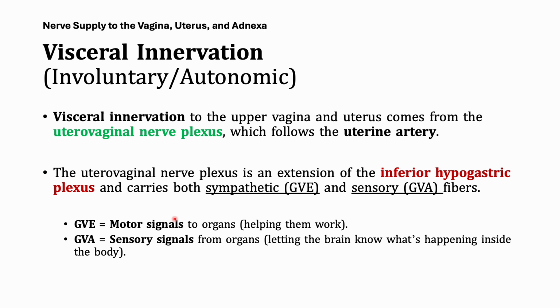So again, we have the superior hypogastric plexus, then the hypogastric nerves, and then the inferior hypogastric plexus. The uterovaginal nerve plexus is an extension of the inferior hypogastric plexus, and it contains the sympathetic GVEs, which carry the motor signals, and the sensory GVAs. This is efferent and afferent. Efferent is going to take the motor signals, and afferent is going to be the sensory signals.